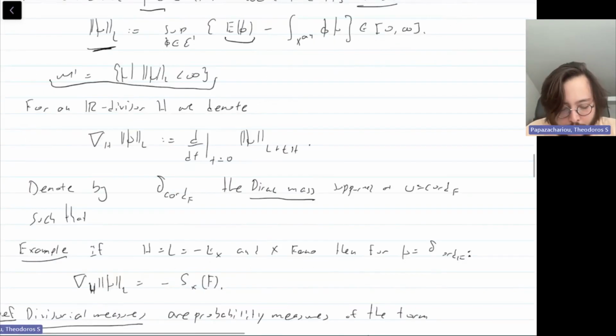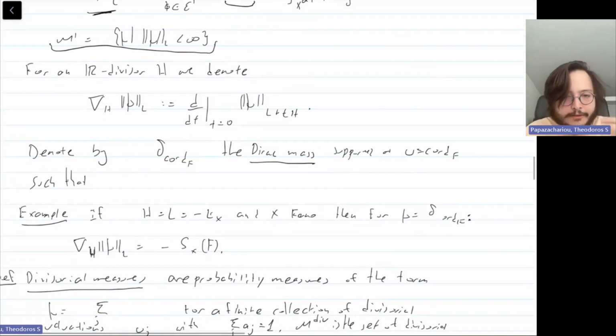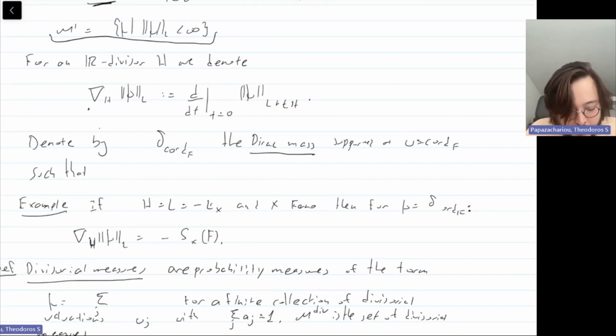For those of you who are more familiar with K-stability of Fanos and differential geometry, the next example is going to give you a motivation on why you want to study these things. The first thing I want to define is this directional derivative. One of the important results of Boucksom-Jonsson is that you can define this directional derivative, because it's not very trivial that this function is in fact differentiable.